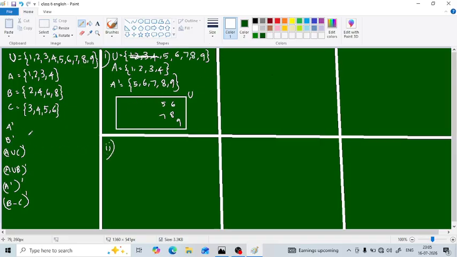For the second question we have to write B complement. So what are the given data to write B complement? The given data in a question that are needed to write the answer are called the hypothesis. We will call them the hypothesis, which is the given data present in a question. So here the hypothesis is U as well as B.